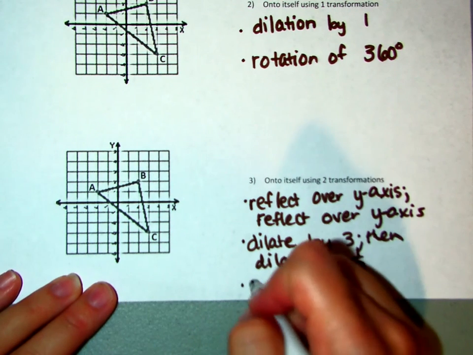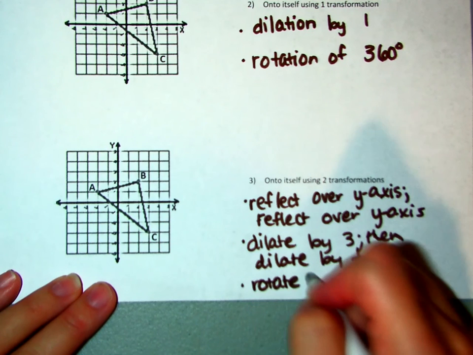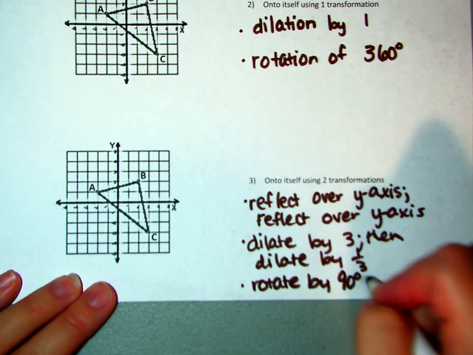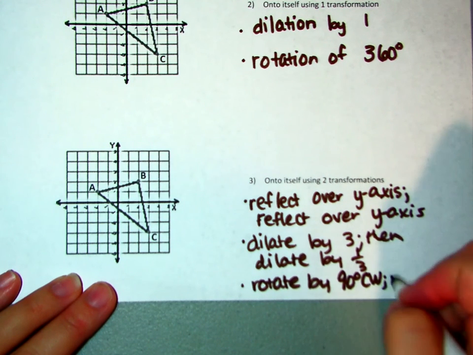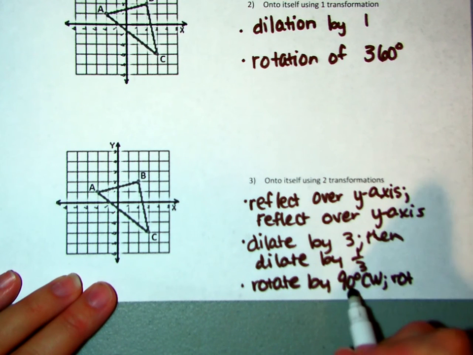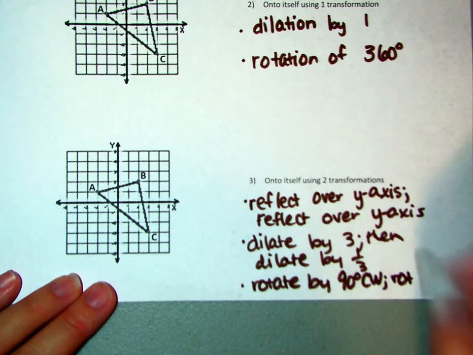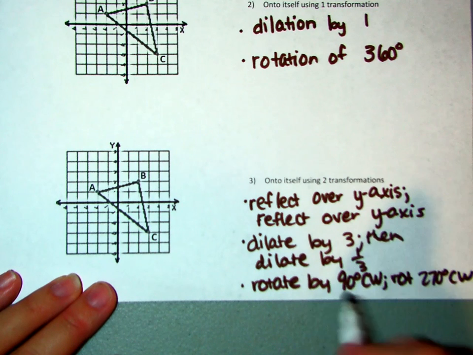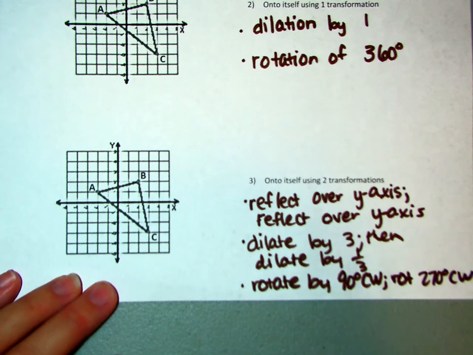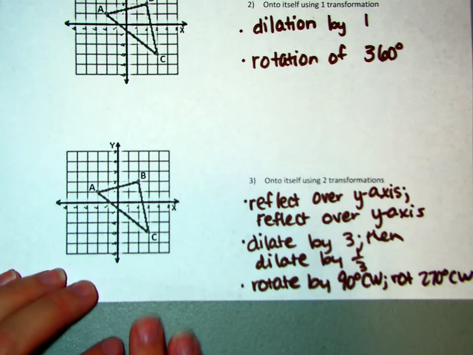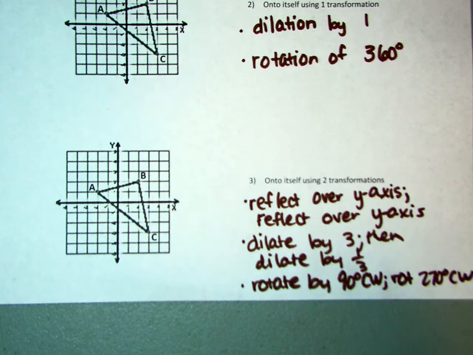You could even do a rotation. You could rotate by, let's say, 90 degrees clockwise, and then you could rotate by the remainder of it that would make 360. So you could rotate it by 270 degrees clockwise, because if we added the total rotation here, it's 360 degrees and it would land back on itself. You have a lot more options there, but those are just a few.